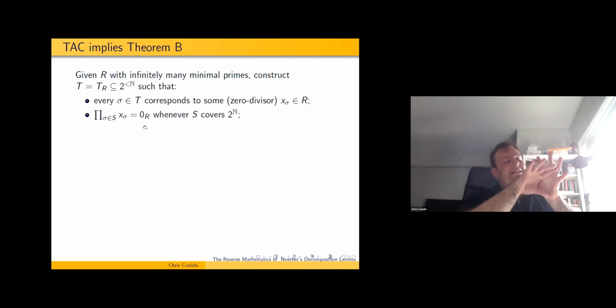And what that means is that, because you have a finite set of elements here that multiplies to 0, every prime ideal is going to have to contain one of these x's that corresponds to an element of your covering. So basically every prime ideal is going to correspond to a path through your tree.